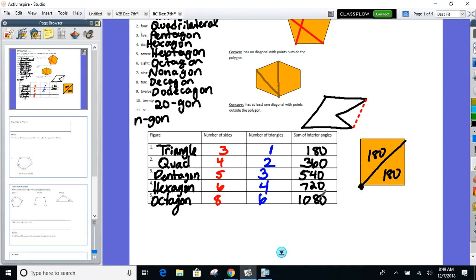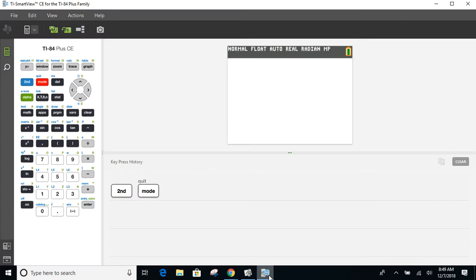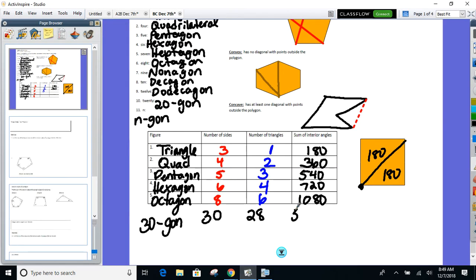So for instance, let me give you a 30-gon right now. A polygon with a 30-sided figure. I don't want to draw it. We don't have time. 30 sides. Prediction, how many triangles? How do you get that? Subtract 2 from the number of sides, and then I multiply that by 180. 5,040 degrees in a 30-gon.